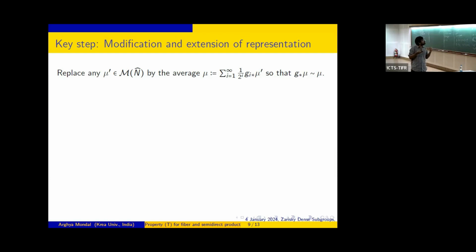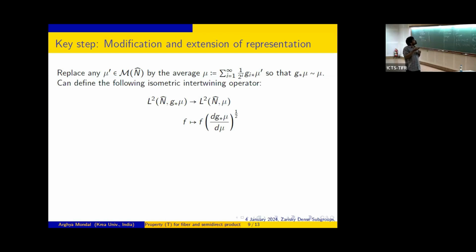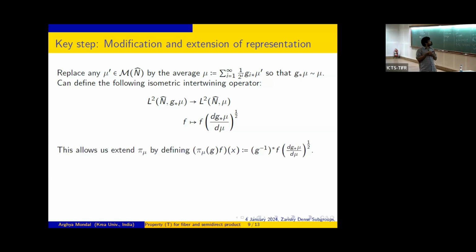So if you are given a probability measure on N hat, then first you have to do an averaging over G like this, so that if you look at the push forward of the measure by G, then it is equivalent to the original measure in the sense of absolute continuity. Because you have absolute continuity, you will get an isometric intertwining operator from the corresponding representation spaces, L2 of N hat with G star mu to L2 of N hat with mu, by just multiplying the function with the square root of the Radon-Nikodym derivative.